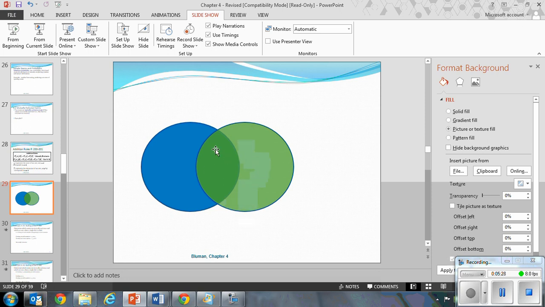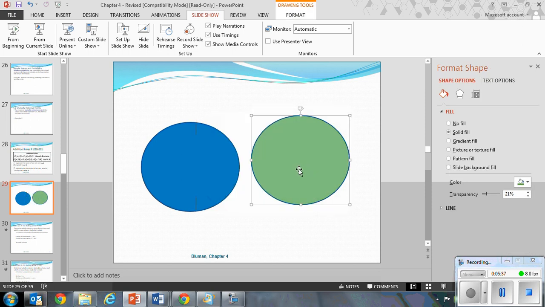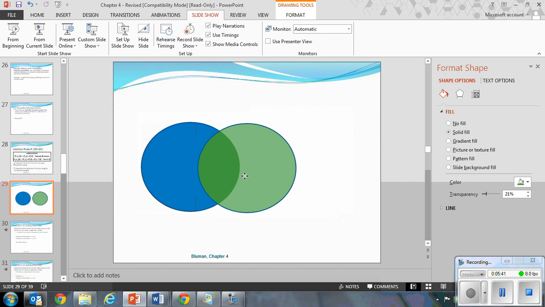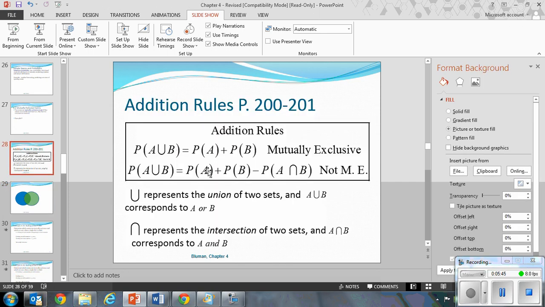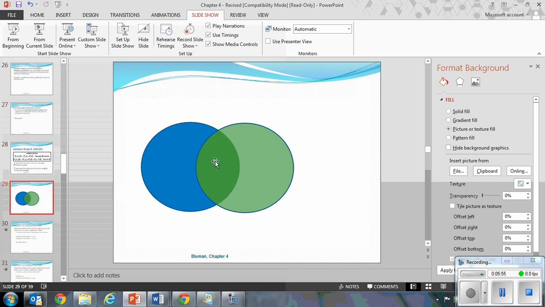And anything in here would be things that overlap. So these would be females that are also juniors. So you have mutually exclusive, looks like this, no overlapping. Not mutually exclusive, looks like this. So that's the reason for this formula. You add up the probability of A plus probability of B, but you minus the probability of the intersection. You minus this section in here.